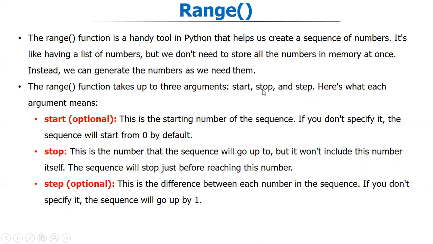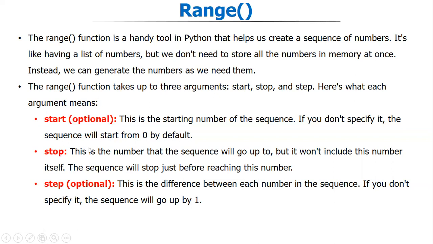The stop, as the word simply means, is where you get to a particular point, then the iteration of the numbers stops. So we also have the step. What do these arguments represent? The start, stop, and the step. The start is optional, as I said earlier. If you don't pass it any number to start with, by default, it is going to start from what? 0.